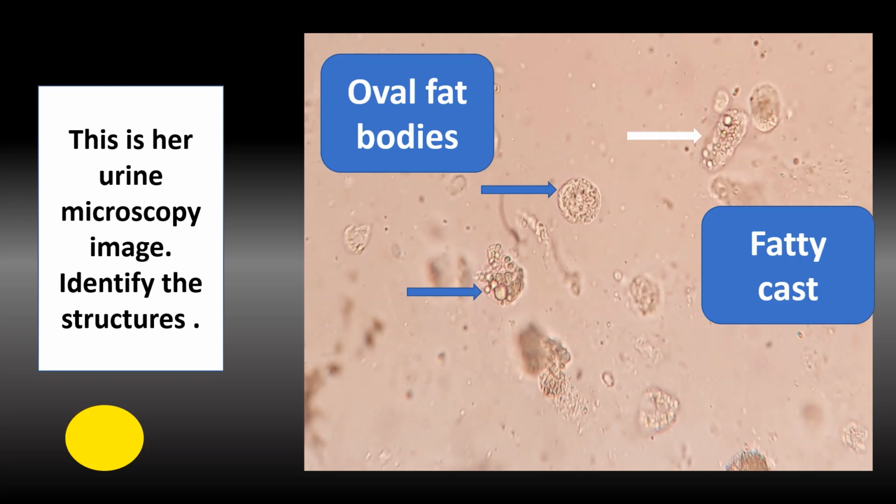What are fatty casts? Fatty casts are actually cylindrical structures which have triglyceride and cholesterol in a Tamm-Horsfall protein-filled matrix. Whatever cylindrical structure we find in urine is always considered as a cast because it has taken that tubular shape of the tubules.